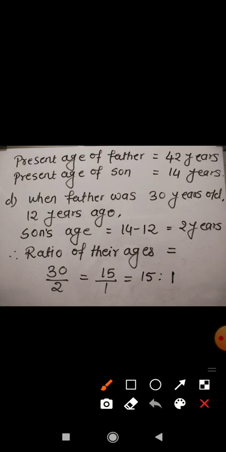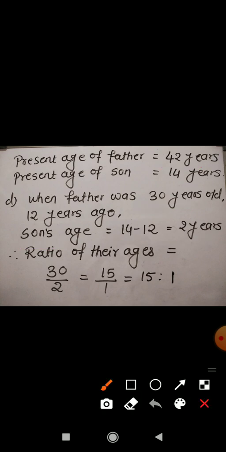And now the last part. In the last part, we are asked to find out the ratio of age of father to the age of son when father was 30 years old. See, when father was 30 years old, what will be the age of son? To find out the age of son, we need to go 12 years back, because present age of father is 42. And when father was 30 years old, the son's age will be 14 minus 12, that is 2 years, right?